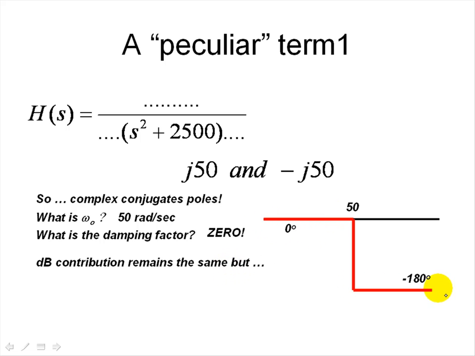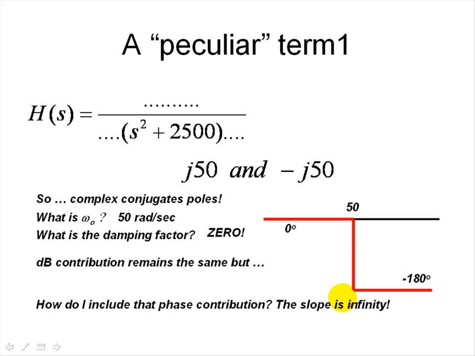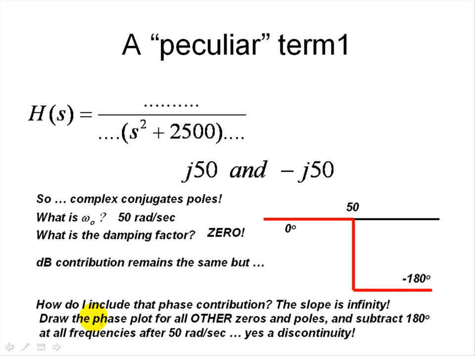How do I include this phase contribution? Its slope is infinity. Draw the phase plot for all other zeros and poles, and then subtract 180 degrees at all frequencies above 50 radians per second. Yes, there is discontinuity.